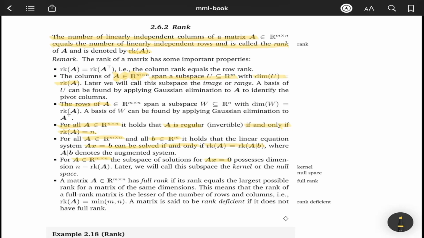And in the case of a rank of 0, it has the same dimension as the number of columns. But for every rank we have in the matrix, it has one dimension less. Later we will call this subspace the kernel or the null space.